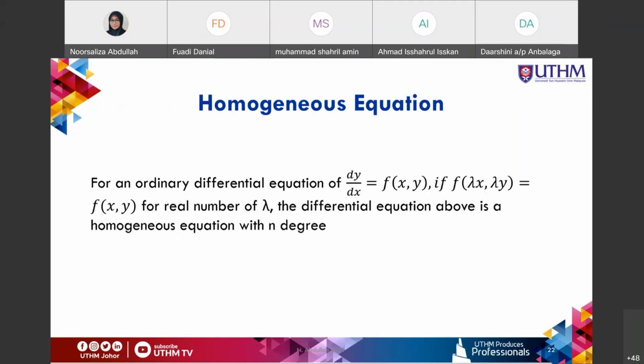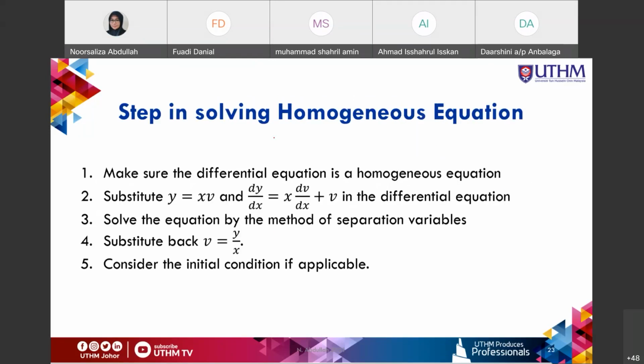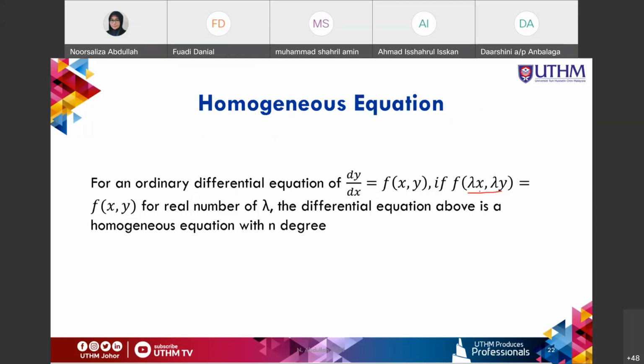Okay, first you kena identify equation tu homogeneous ataupun tak menggunakan yang ini. To solve the homogeneous equation, ini last topic untuk hari ni, don't worry. So first of all you have to make sure the differential equations is homogeneous by testing like this. Nanti saya tunjuk macam mana. Kalau f lambda x lambda y equals to f x y, then the equations is homogeneous. Otherwise, it's not homogeneous.